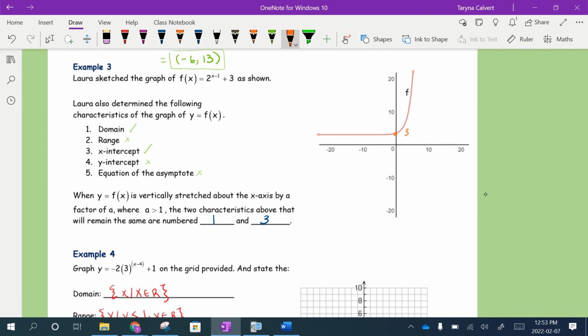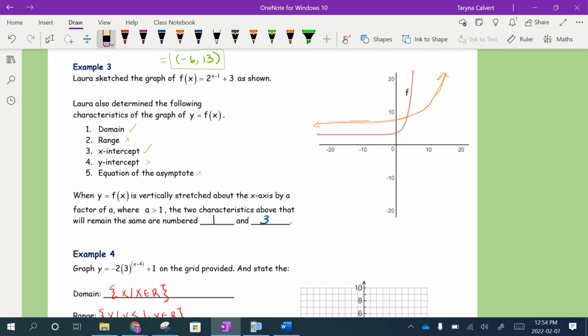So it's no longer going to be going through 3. If I put a 0 there, it's negative 1 half, so 3.5. So that's going to go up, right? And it's going to be looking like this if we vertically stretched it. So it's definitely going to affect the range. X-intercept, it's not going to affect that because the original didn't have any x-intercepts, right? So then this one's just going to be even further up, so it wouldn't have any x-intercepts.